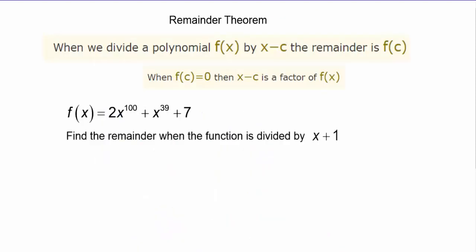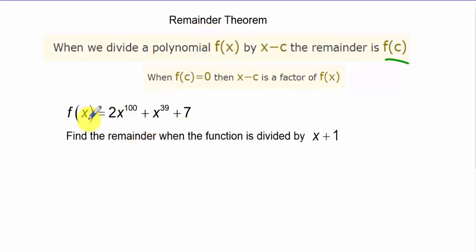Now, there's this concept called the remainder theorem that says if you divide a polynomial by x minus c, then the remainder will always be f of c. In other words, if you took that c term, plugged it into the function, and came out with an answer, you would get the remainder.